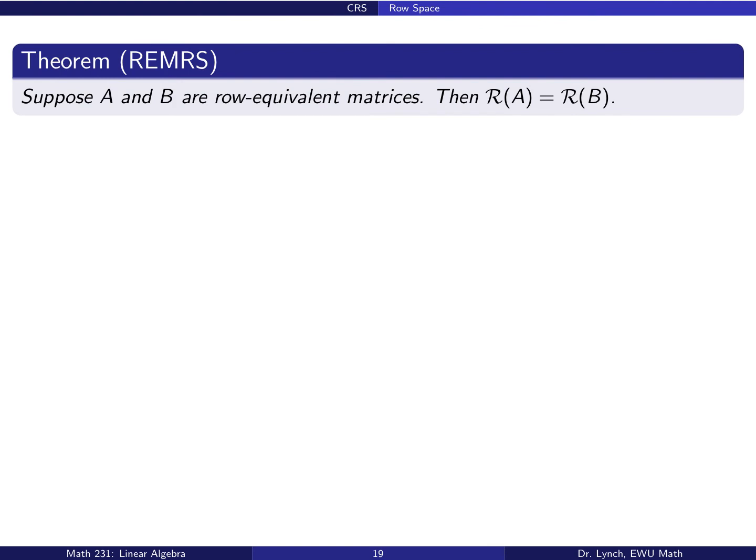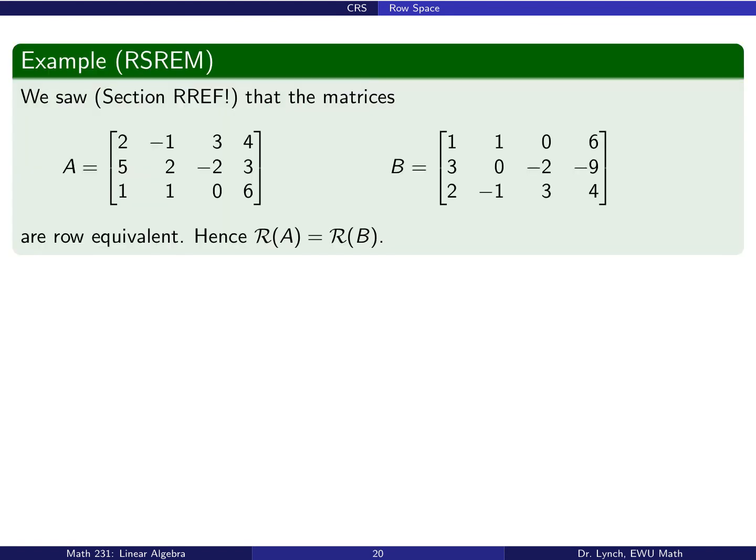Here's an interesting fact, and I'll state this without proof, but it should be sort of intuitive. Suppose that A and B are row equivalent, then it turns out that the row space of A and the row space of B are the same. To prove this, we'd have to use the definition of row equivalent matrices. Matrices are row equivalent if you can get from one to another with a series of row operations. Those row operations don't change the row space. As an example, here are two matrices which we found way back when to be row equivalent. The row space of these matrices is the same.